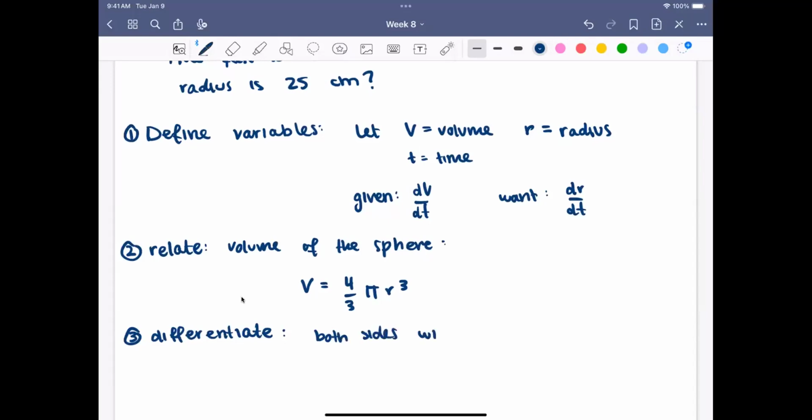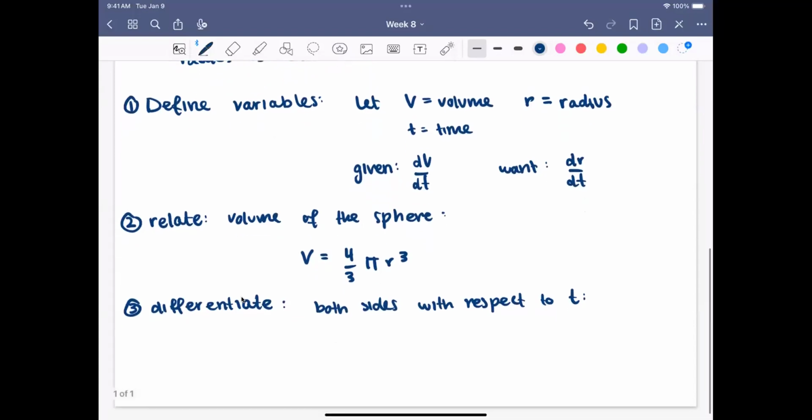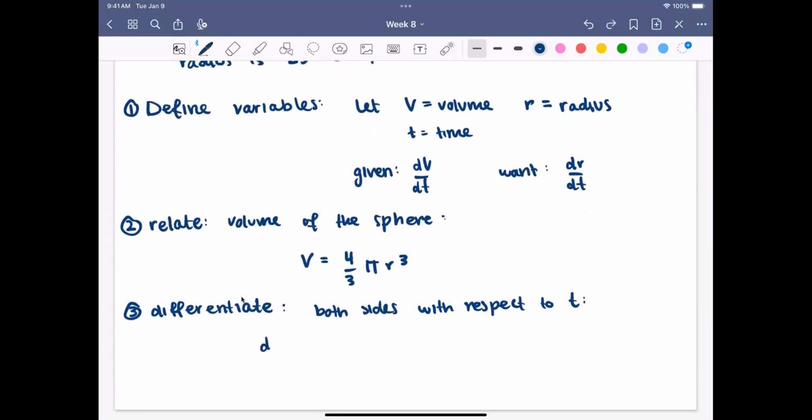With respect to T. So basically when you're doing this, you should view V and R both as some kind of mystery function in terms of T. And so then when you take d/dt of both sides, you'll chain rule the V and the R. So look, we'll do d/dt of V.